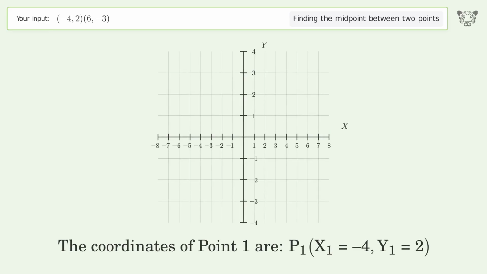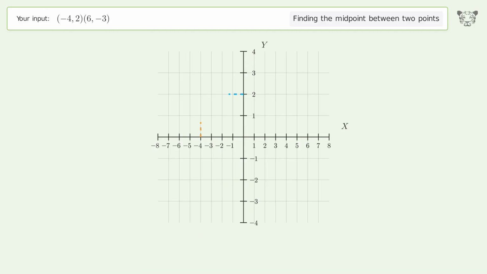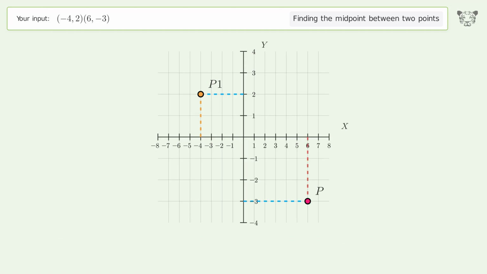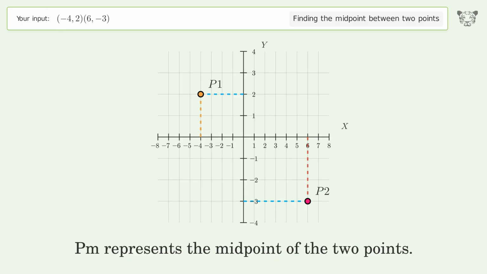The coordinates of point 1 are, x1 equals -4, y1 equals 2. The coordinates of point 2 are, x2 equals 6, y2 equals -3. PM represents the midpoint of the 2 points.